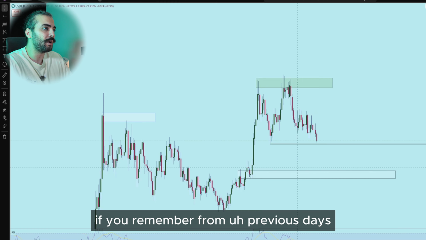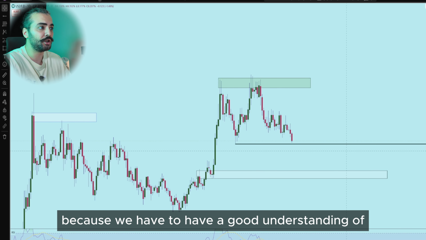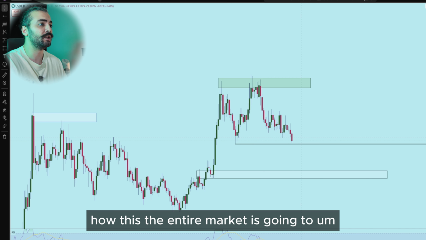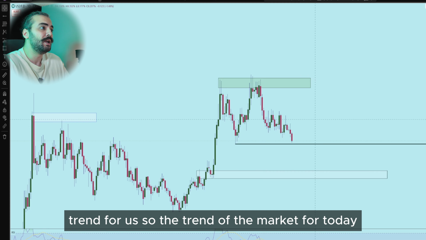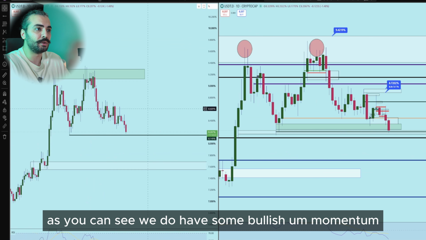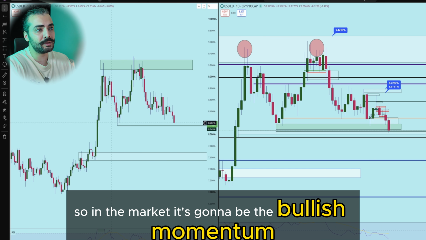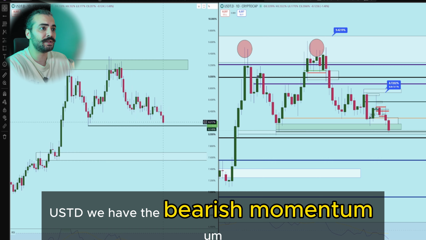If you remember from previous days, we always do USDT first because we have to have a good understanding of how the entire market is going to trend for us. So the trend of the market for today, as you can see, we do have some bullish momentum. So in the market, it's going to be the bullish momentum, but on the dominance, USDT, we have the bearish momentum.